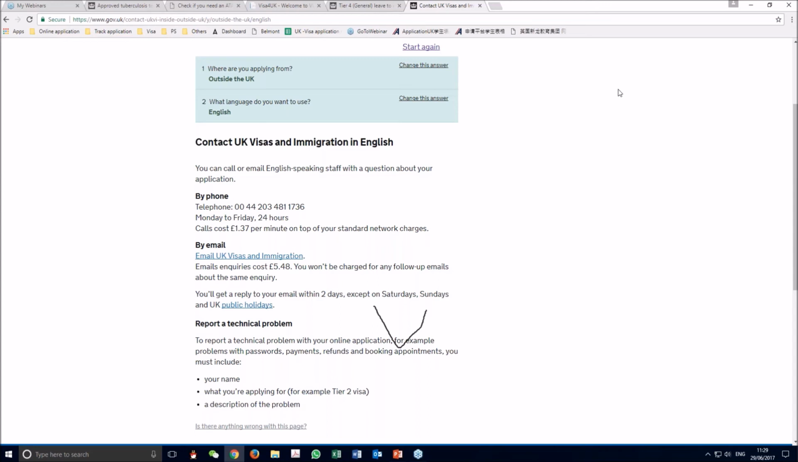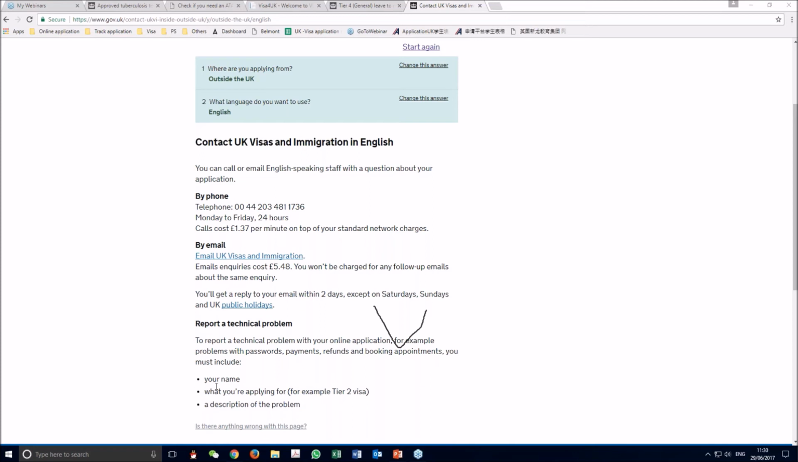submit extra information. Okay, this is a question from Warren. If I received my CAS at the very last minute before enrollment date, can you travel to UK as a visitor first and apply Tier 4 in UK? So let me try to understand the question. If I received my CAS at the very last minute, right?